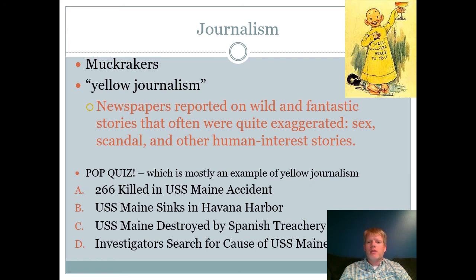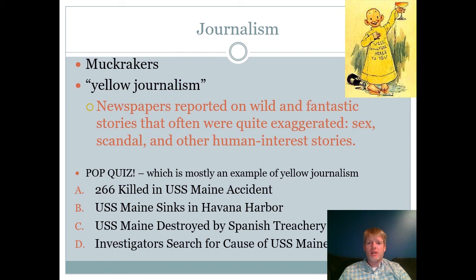So all of these are potential headlines that you could read in 1898. But only one of them really embodies what yellow journalism is all about, and that is trying to sell, trying to make claims that are a little bit exaggerated in an effort to rile up the populace. All right, so if we look at these options again, A and B are good, but they're really just facts. 266 sailors were killed when this explosion happened.